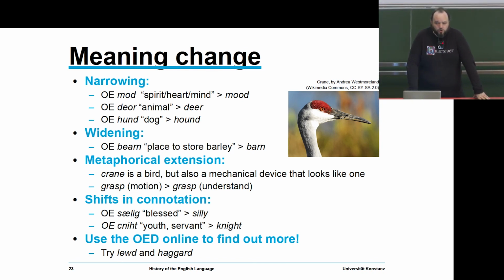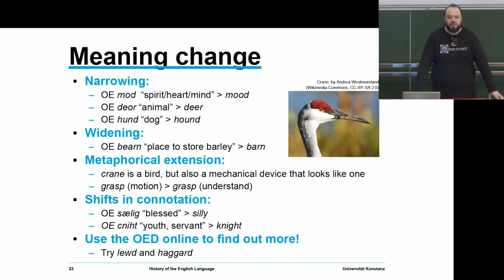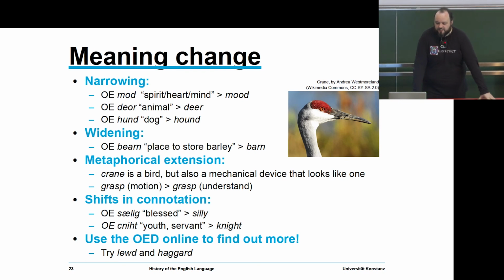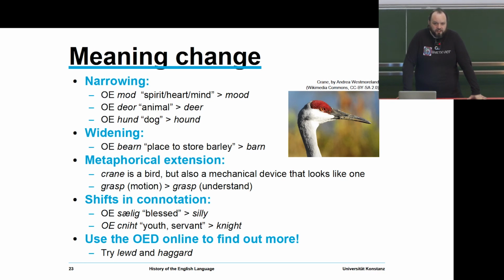But Old English mode was really something in the core of a person's character, of their personality, of who they are. So it was their spirit or their heart or their mind, something like that. Right? And it comes to mean mood in modern English, which is restricted to basically the way you're feeling. We also have deer in Old English. Deer is cognate with German Tier, and originally in Old English it just means animal. But in modern English this word has survived, deer, but it just refers to a specific kind of animal.